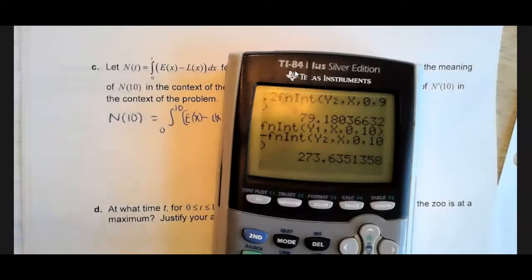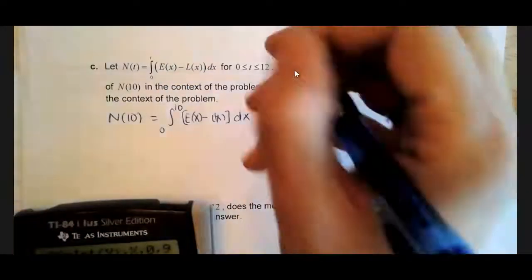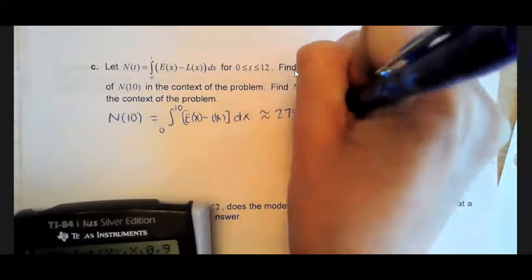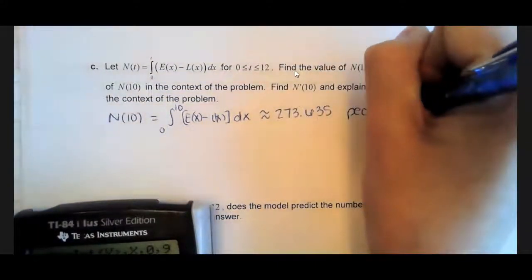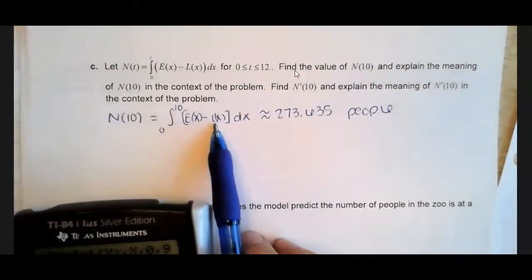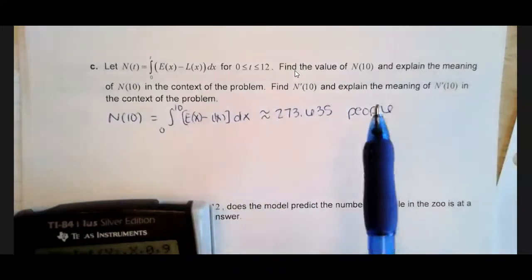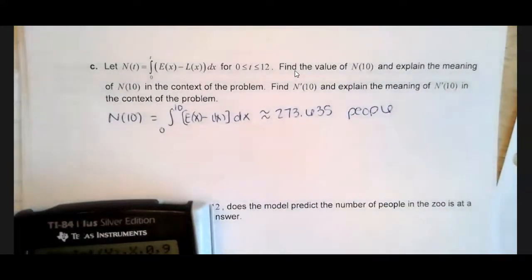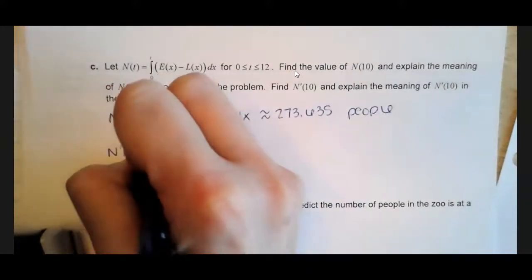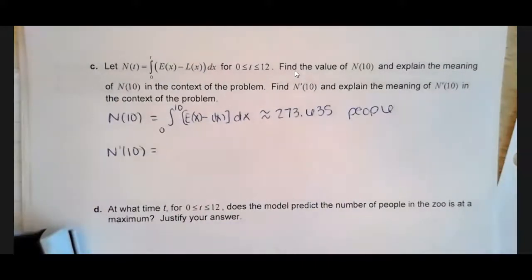And we get 273.635. And that's people, because it's the rate of people entering and the rate of people exiting per hour being integrated, which takes me to people. If I want to find N prime of 10, well, now N prime of 10 would represent the rate of change of people in the zoo.